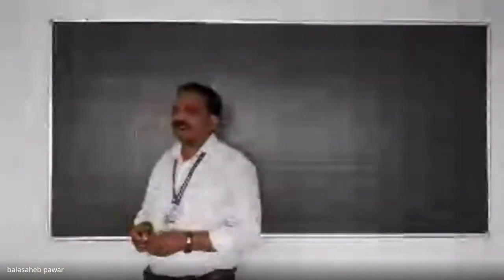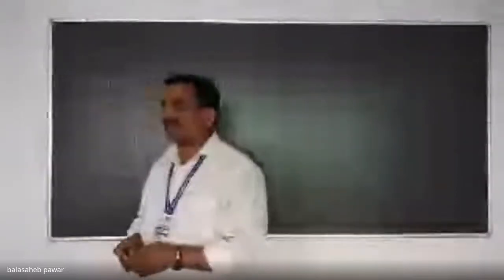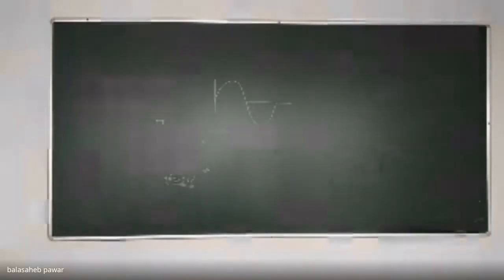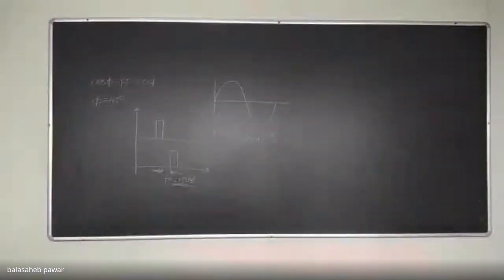If the difference between these two sense waveforms is less than or equal to 2.5 milliseconds, then there is no need to take any action. And if it is greater than 2.5 milliseconds, then you have to take action. What action is to be taken, I will explain. So up to here, is it okay?